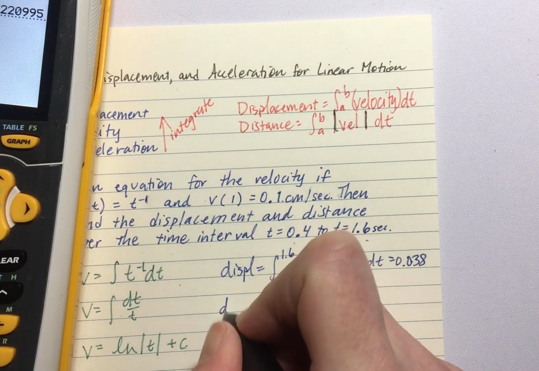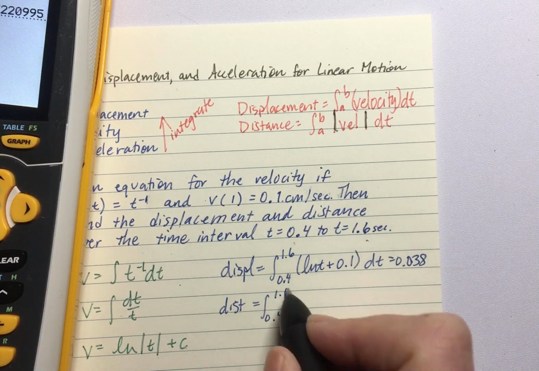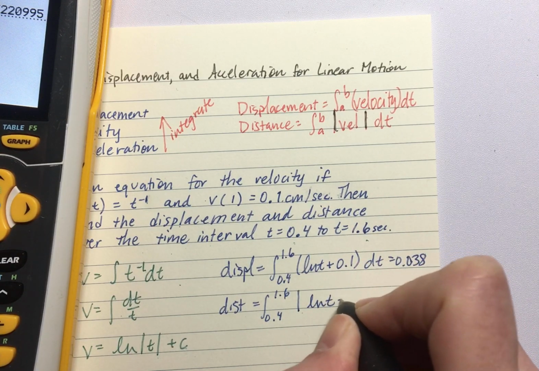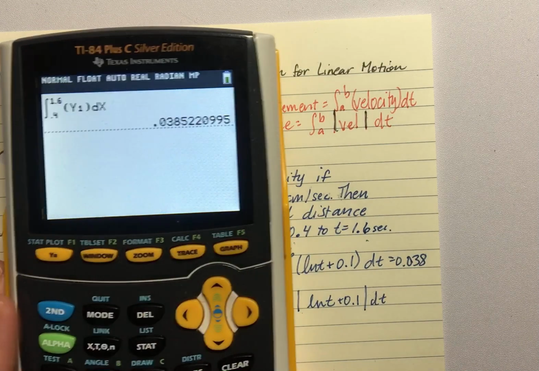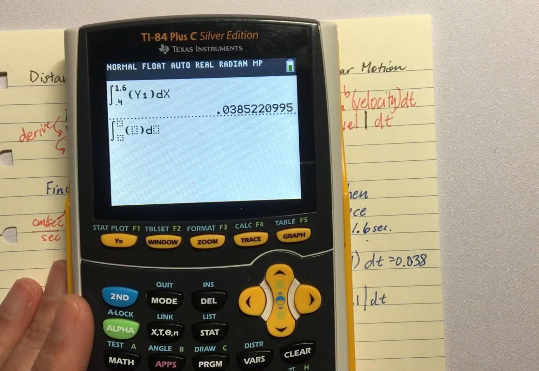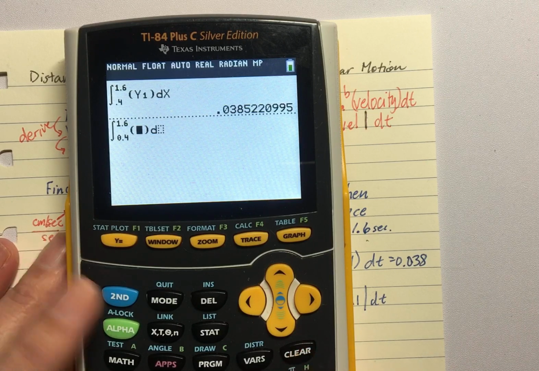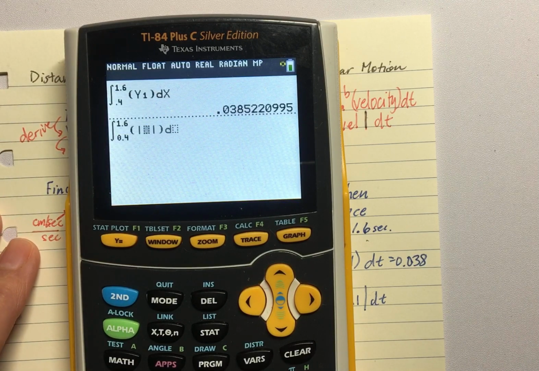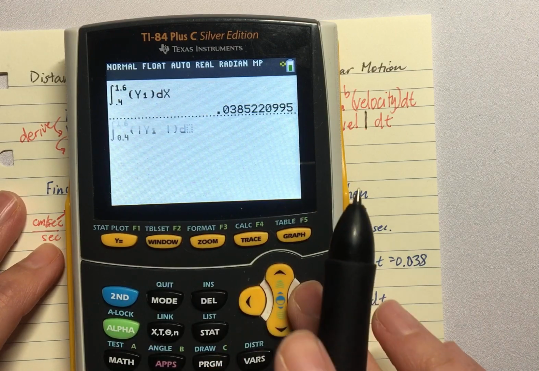Now to do my distance, again we're going from 0.4 to 1.6. And this time it's going to be the absolute value of natural log of t plus 0.1 dt. To do this on our calculator, I do my math 9 again and put in my 0.4 and my 1.6. To me the easiest place to find absolute value is actually in the catalog. If you hit second and then 0, which is where the catalog is, the first thing listed there is absolute value. So I can hit enter, and then I can put my y1 in there. So I have absolute value of y1.